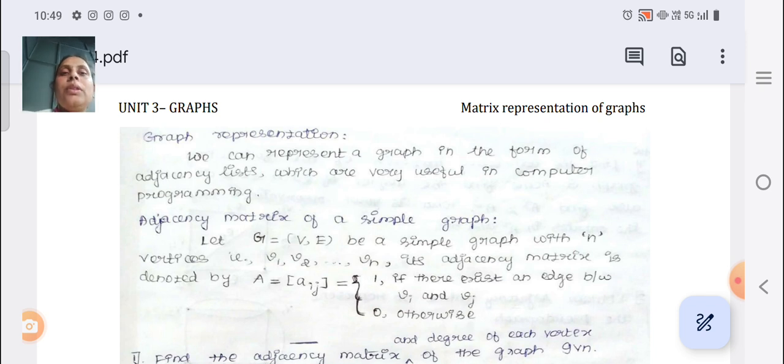Here we know the graph has vertices and edges. In a simple graph with n vertices, named v1 to vn, the adjacency matrix is denoted by A equal to the square matrix Aij. Here Aij is 1 if there exists an edge, otherwise it is 0. So if there is an edge between two vertices it is denoted by 1, otherwise it is 0.